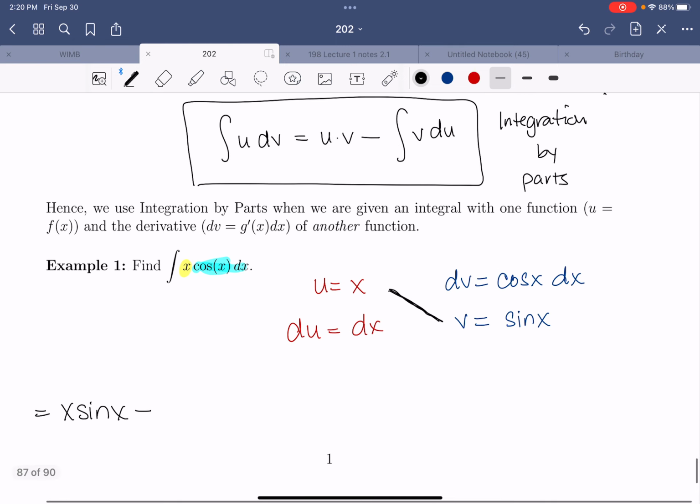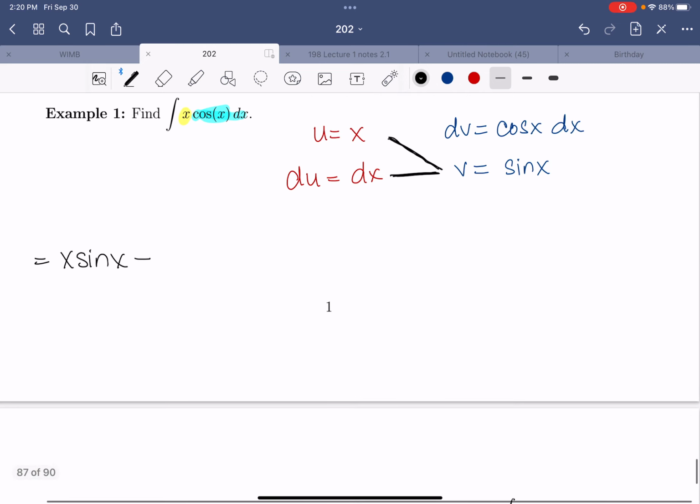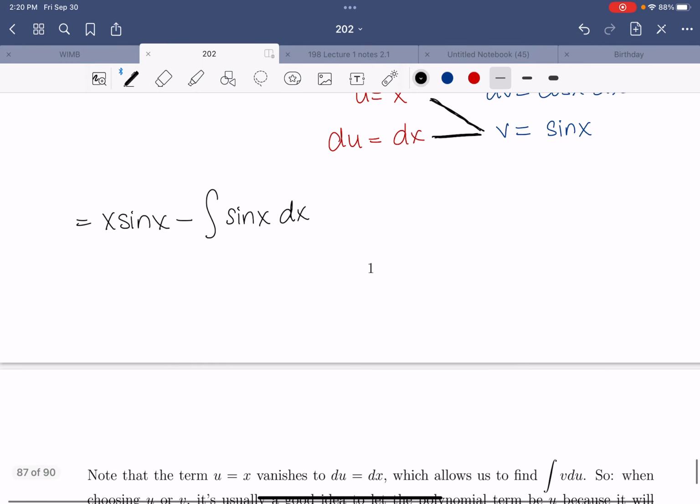And then it's minus the integral of v du, which is these two multiplied together. So I just think of it visually as multiply along the diagonal minus the integral of the two bottom ones. So this is the integral of sine x dx. Okay, and then we do have to go ahead and find that second integral.